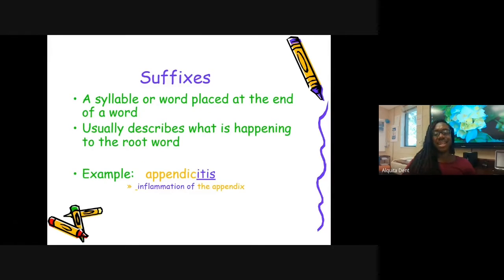All right, then the suffix. Okay, once again, the suffix is at the end and normally describes what is happening to the word root. So this one is appendicitis. What happened to the appendix? It is inflamed. Make sense? Okay. All right.